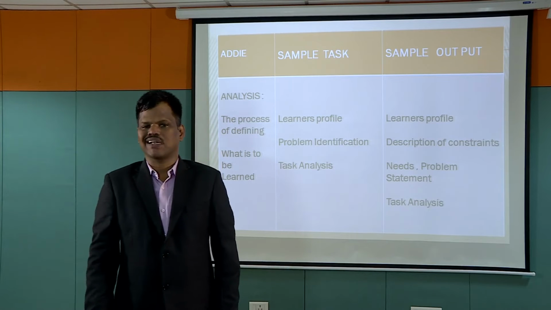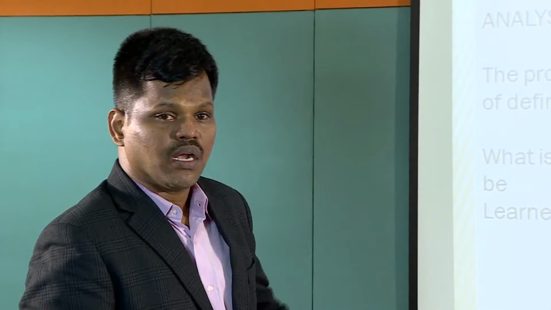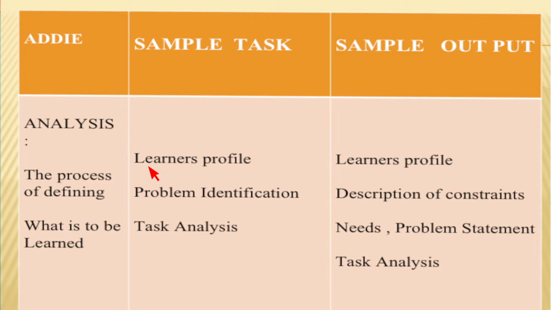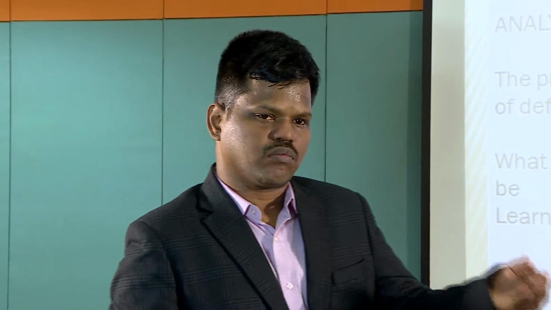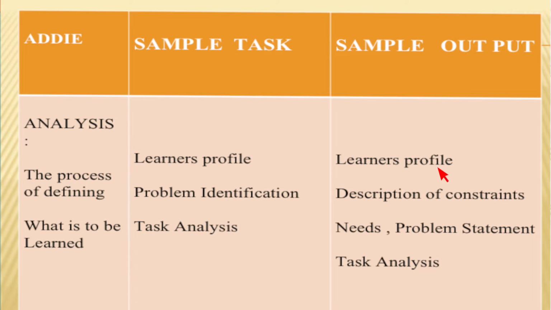ADDIE, the A is analysis. That is the process of defining what is to be learned. What is our task? First of all, the learner's profile is needed. Again, we want to identify the problem. Third, task analysis, what we want to teach. What is the output? The learner's profile, description of constraints, needs, problem statements and analysis. Like this we want to make a report.